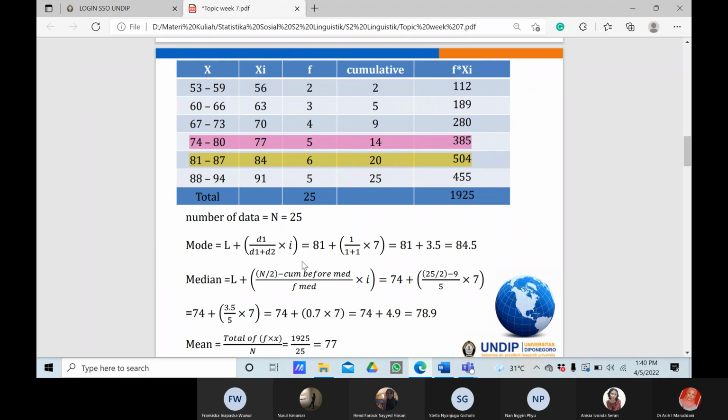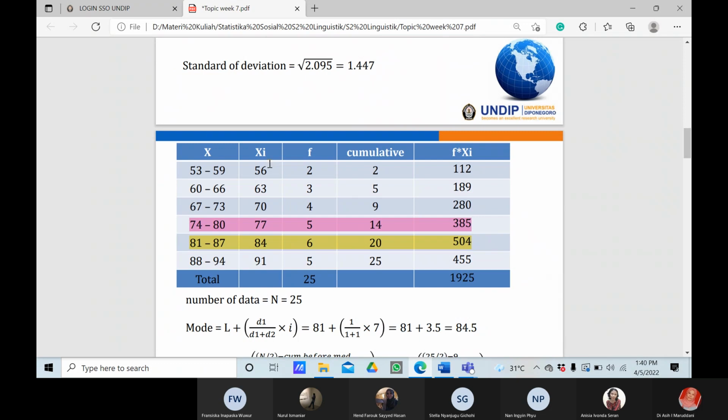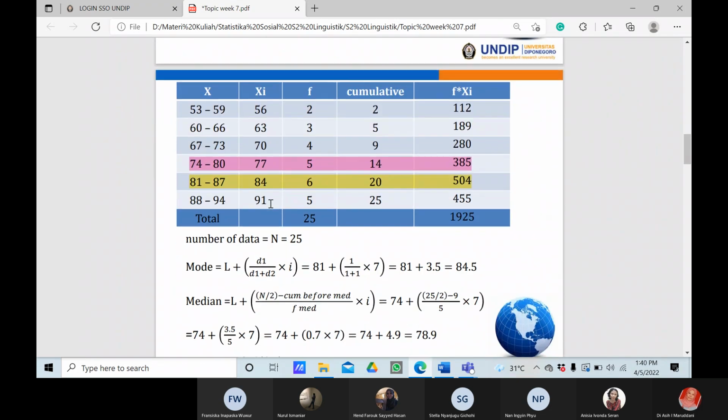Let's try with calculation of variance and standard deviation. The calculation will be the same as the calculation before, but you have to replace the score with the midpoint.